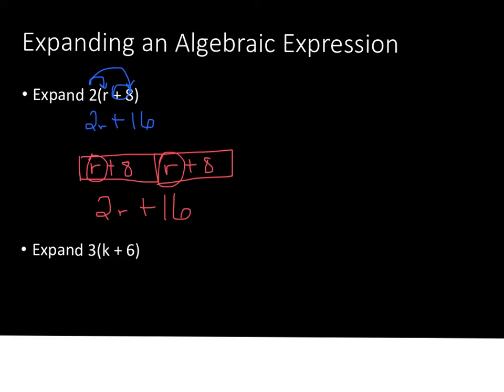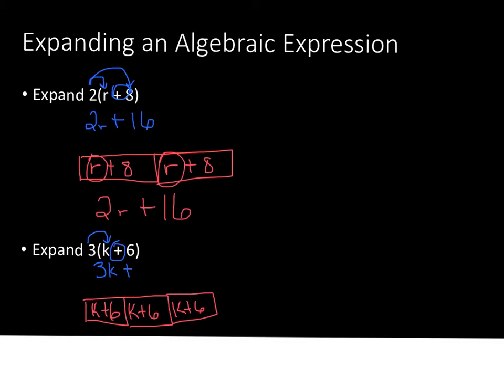Down here I have expand 3(k + 6). So all this means, guys, is that we've got this k + 6, 3 times. And if you wanted to simplify that by combining your like terms, let's see what we would get. So I'm going to do 3 times k, which is 3k, plus, because I'm keeping my same sign, 3 times 6, which is 18.